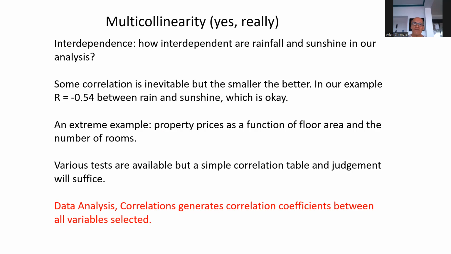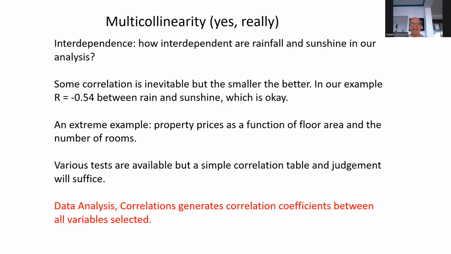If you want another extreme example, imagine someone decides to assess property prices as a function of floor area and the number of rooms in the property. Now, again, you'd expect a link. So a studio apartment would obviously have, say, I don't know, 30, 40 square meters, whereas a hacienda with 10 bedrooms and 5 bathrooms and goodness knows what is going to have several hundred square meters. So we would expect floor area and number of rooms to be very highly correlated. So you would not include both of those variables in your analysis.